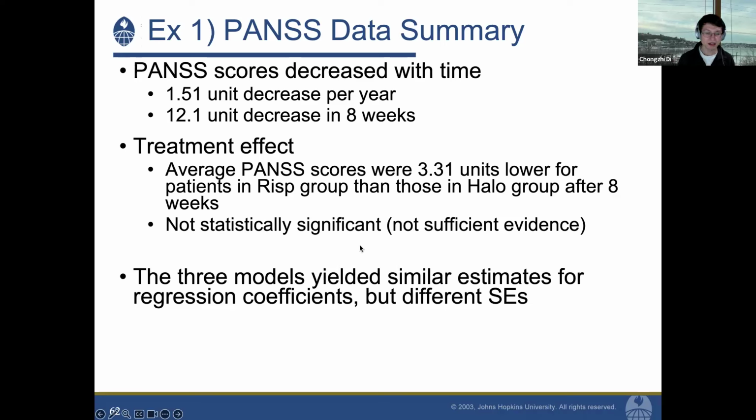Yeah. So finally, the three models give you similar estimates for the regression coefficients, but unfortunately they give you different standard errors. And as I mentioned, you lose robustness in the random effects models. So it's important to think more carefully and explore a bit more before you decide which random effects makes the most sense. Okay, so I think this is it for the example. That's the end of the linear mixed effects model.